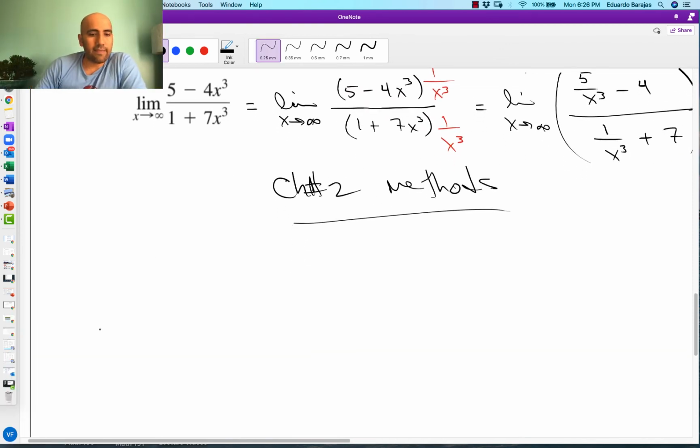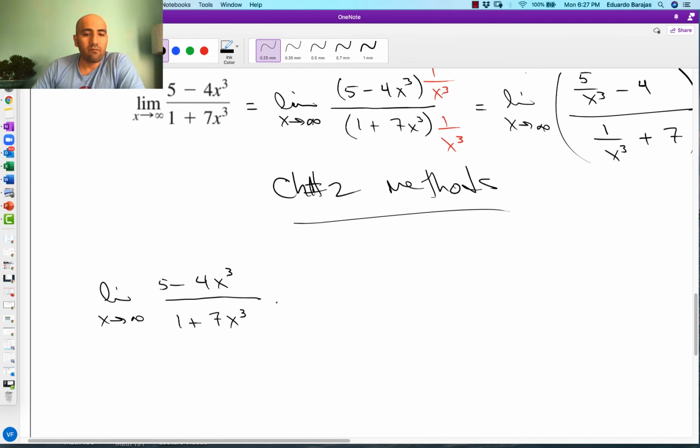So let's say again that I'm interested in this limit, the limit as x approaches infinity of (5 minus 4x to the third power) over (1 plus 7x to the third power). Rather than finding the limit of the numerator separate from the limit of the denominator, very often in writing, people just proceed forward to see if it's going to work out or not. So let's find the limit of the numerator.